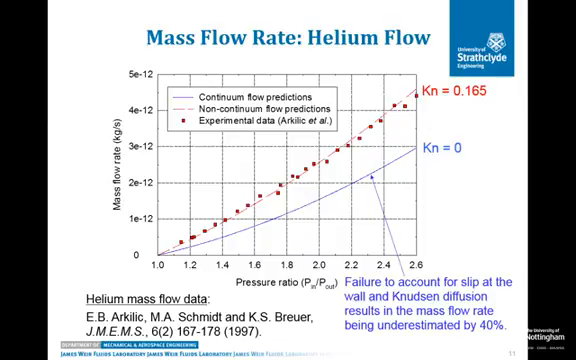If we apply the so-called gas kinetic theory to predict, we can very accurately capture the whole mass flow rate. For this kind of simple geometry, the prediction is very accurate. So the point is, when rarefaction effect is important, we need to consider velocity slip at the surface, which makes a huge contribution to the increased mass flow rate. And Knudsen diffusion also makes a contribution as well.